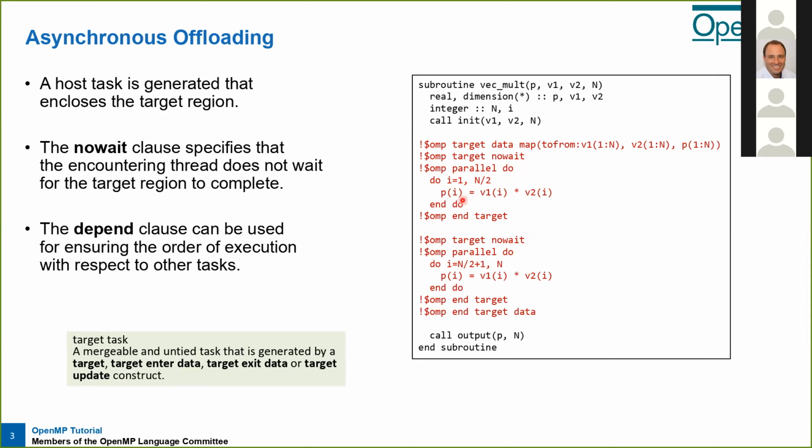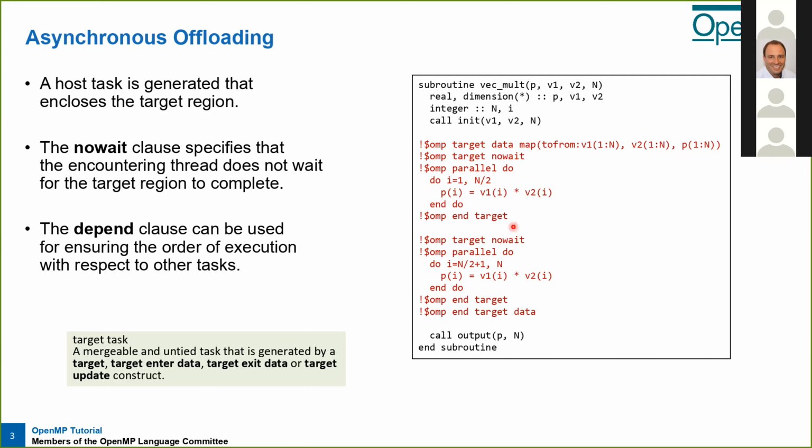Now in the first kernel, we execute for only half of the vectors. And in the second kernel, we execute the other half. So that doesn't make any sense from a performance point of view. This is just an example to illustrate the functionality. So what happens? We have the data region. This is a Fortran code, it starts here and ends over there. It does a tofrom on vector 1, 2, and p.